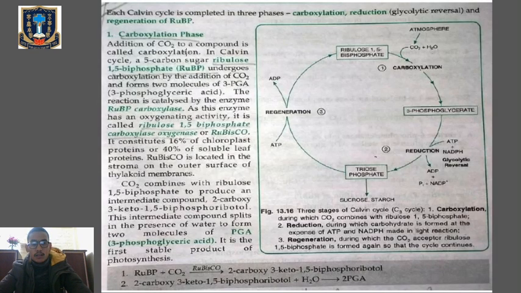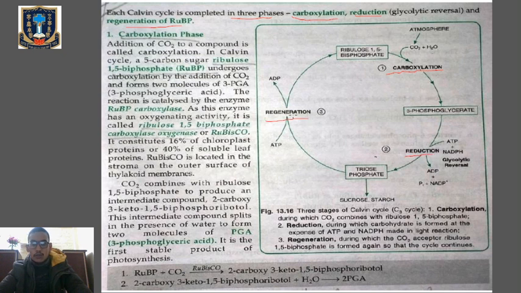The Calvin cycle is completed in three phases. The first one is called carboxylation, the second one is called reduction, and the third one is called regeneration of RuBP. Remember, RuBP is the primary acceptor of carbon dioxide in the C3 cycle. So there are three phases of the Calvin cycle: carboxylation, reduction, and regeneration.